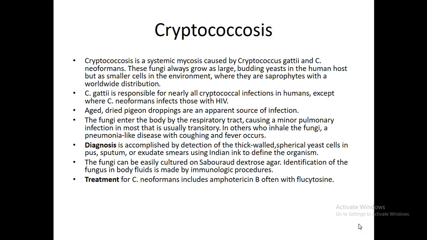The fungi enter the body through the respiratory tract and cause minor pulmonary infection in most cases. But in those who have inhaled a high amount of the fungal spores, a pneumonia-like disease appears with coughing and fever, and then some of the pulmonary infection can also spread to skin, bones, viscera, and central nervous system. If it gets into the nervous system, then it can cause cryptococcal meningitis, a condition in which the membrane protecting the brain, that is meninges, becomes inflamed and swollen.